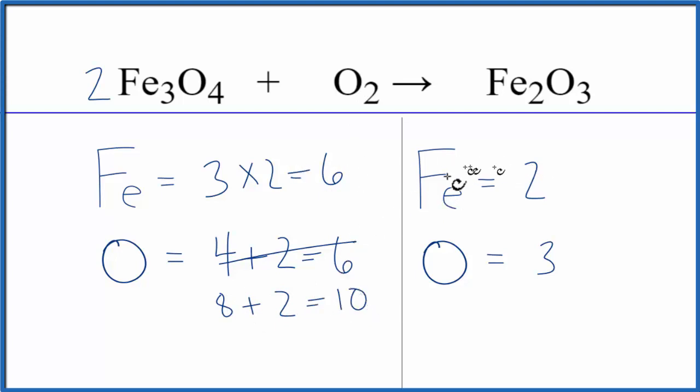So I can balance the irons. I could put a 3 here, 2 times 3. That equals 6. But then I have 3 times 3. That equals 9. So we're close, but this equation isn't balanced.